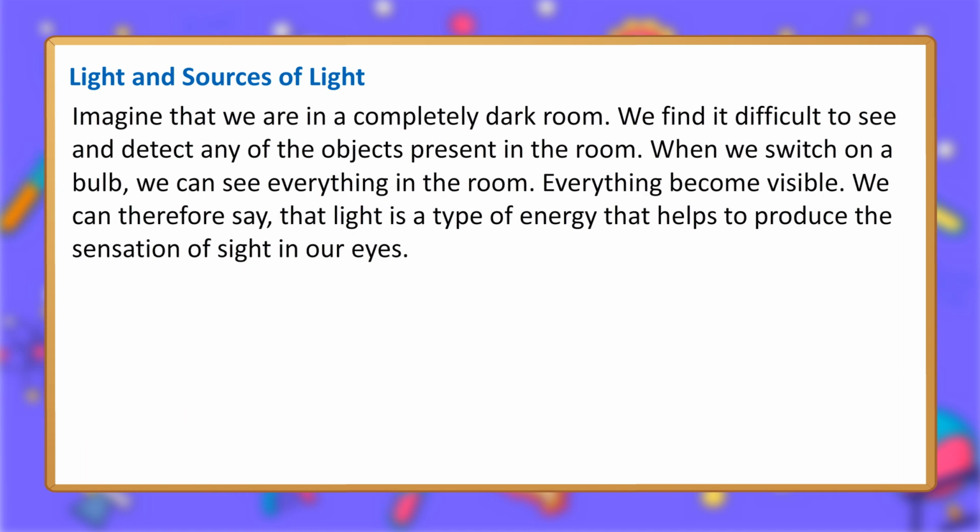Light and sources of light. Imagine that we are in a completely dark room. We find it difficult to see and detect any of the objects present in the room. When we switch on a bulb, we can see everything in the room. Everything becomes visible. We can therefore say that light is a type of energy that helps to produce the sensation of sight in our eyes.